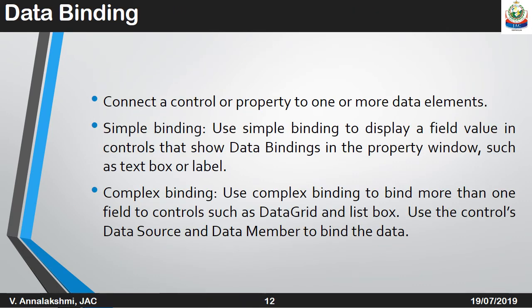Data binding. Data binding means we want to connect the data from the database. It connects a control or property to one or more data elements. There are two kinds of binding: simple binding and complex binding. Simple binding is used to display a field value in controls that show data bindings in the property window, such as a text box or label. Complex binding binds more than one field to controls such as data grid and list box, using the control's data source and data member to bind the data.